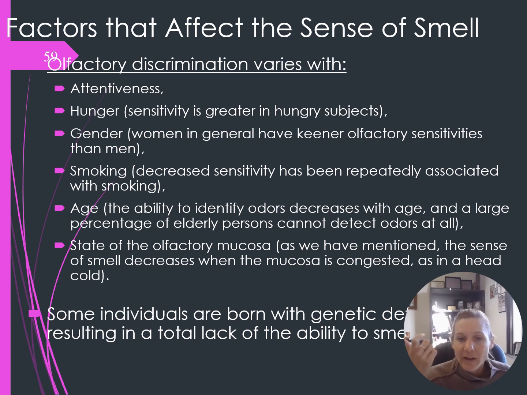And then state of olfactory mucosa. As I mentioned before, if we have too much mucus, this will decrease our ability to receive senses. And there is actually a genetic defect where they can't smell anything, and that's so sad. Anosmia is what that's called, when I'm not able to perceive smell, or something is wrong with those chemical pathways to perceive smell. All right, I think that's it for today.